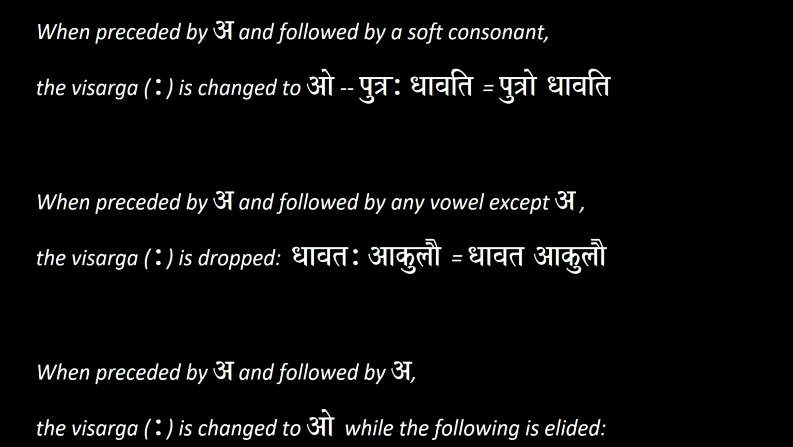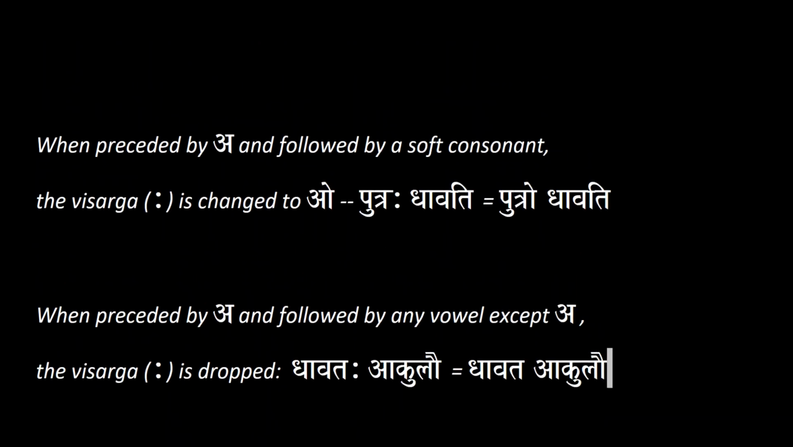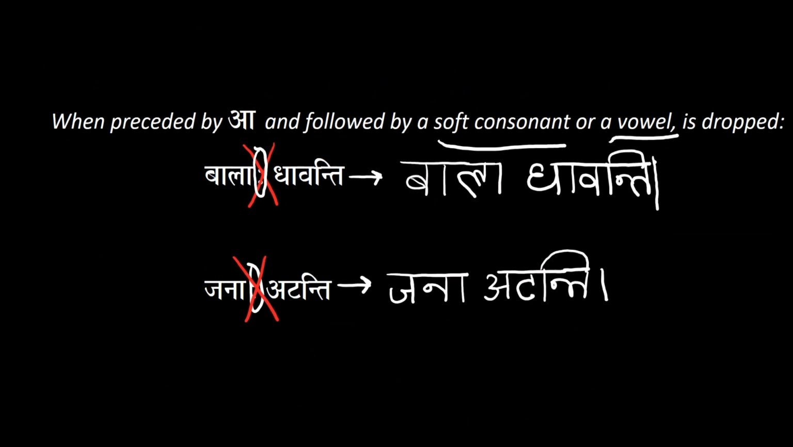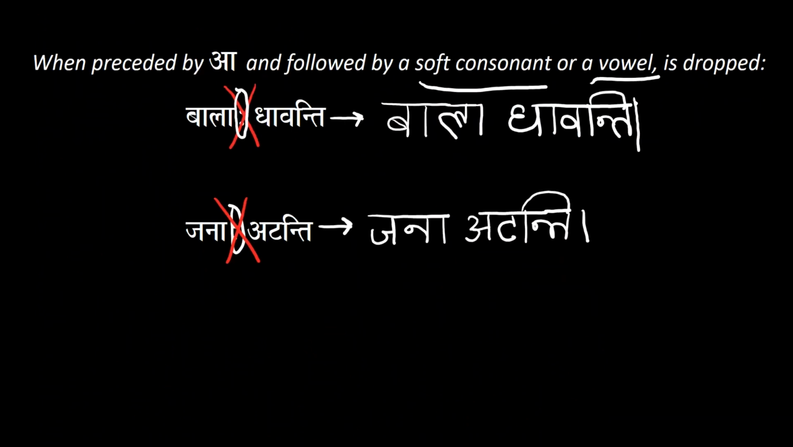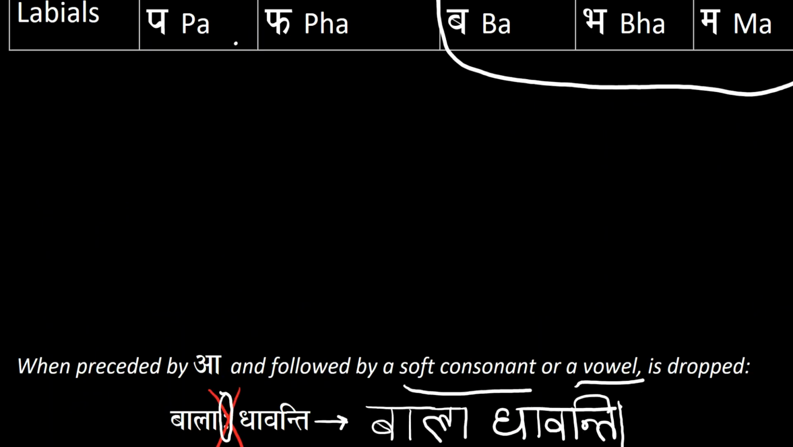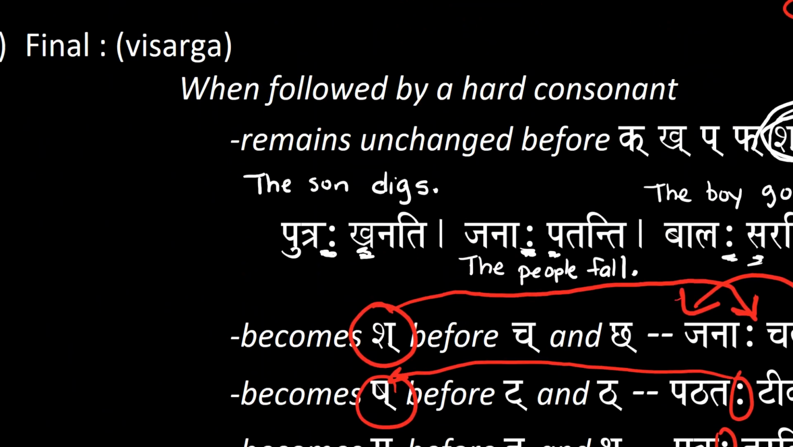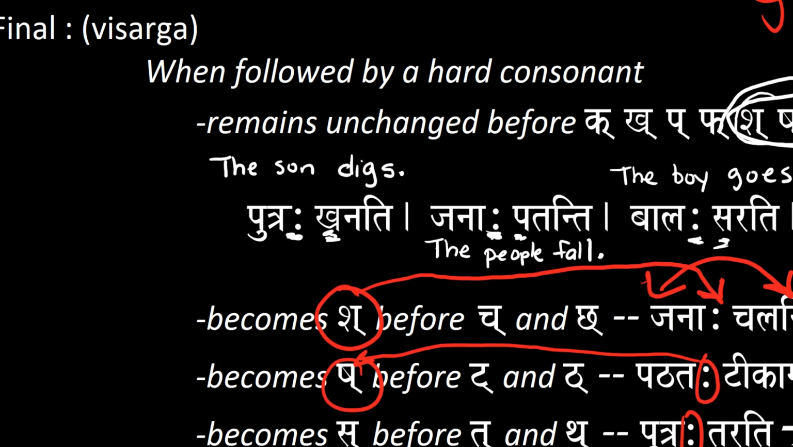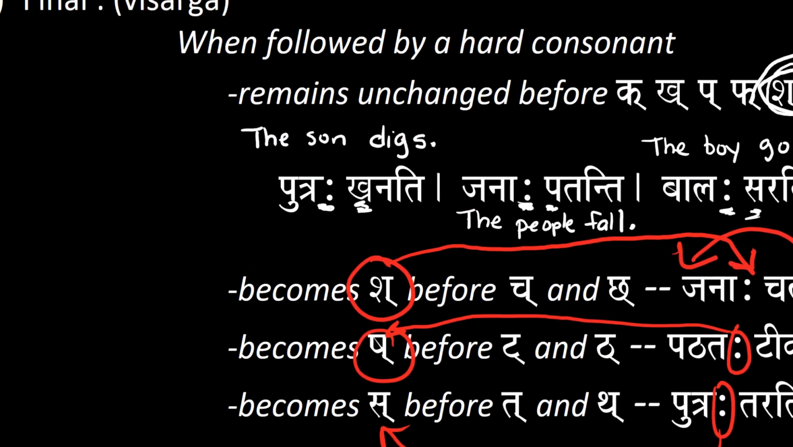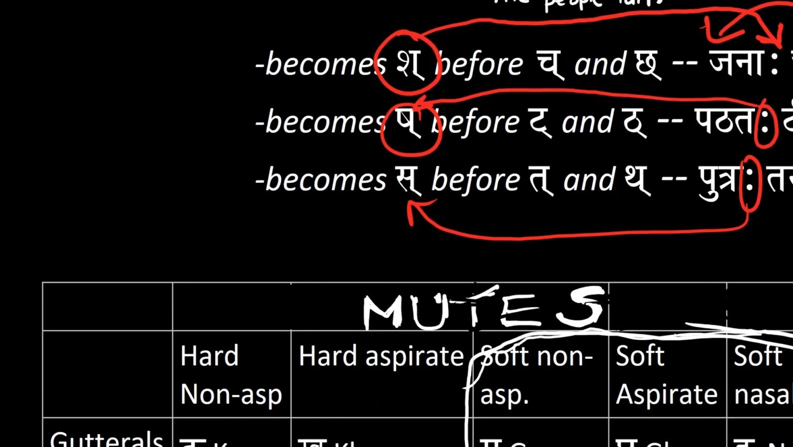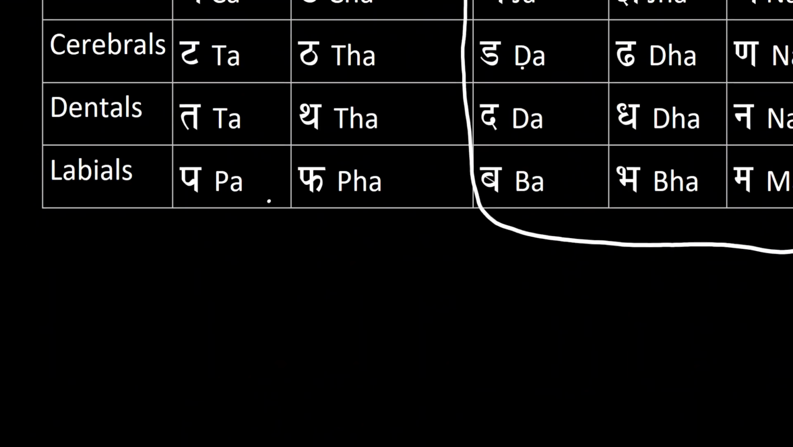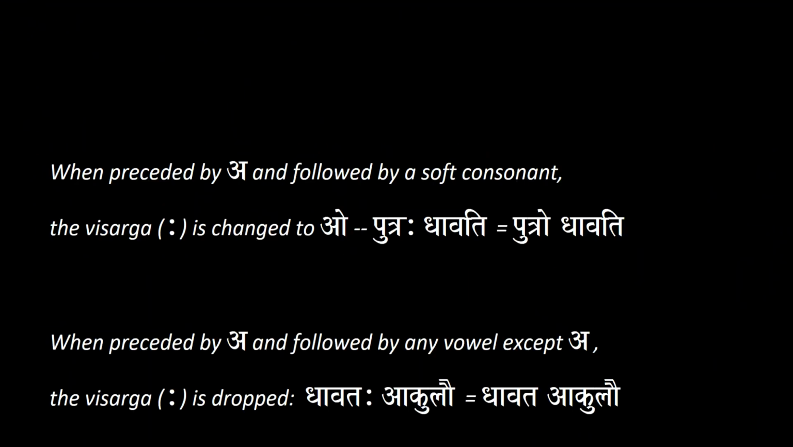the Sandhi rules. Now, we have been taking Sandhi rules that involve the Visarga. So in the previous video, we took into account what's going to happen to that Visarga when it's preceded by an A and followed by a soft consonant or a vowel. Or even earlier, we took into account what's going to happen to that Visarga when it is followed by a certain hard consonant, and there were specific rules for that.